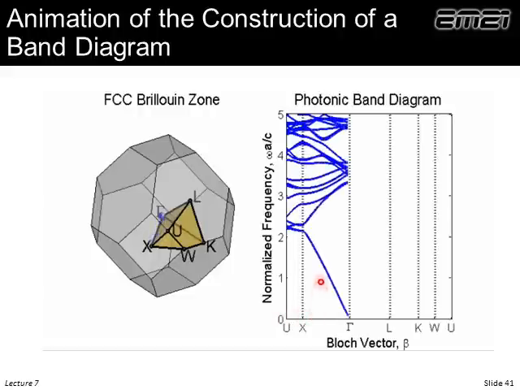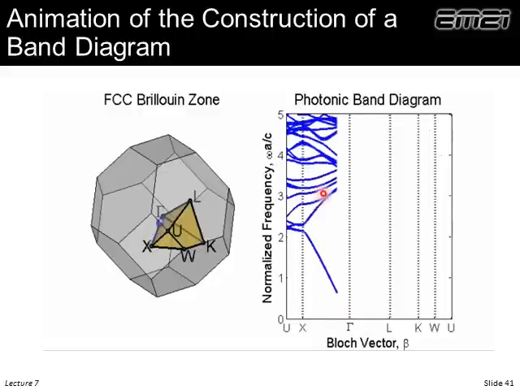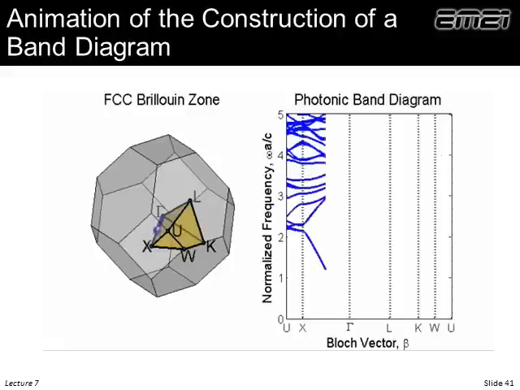And what we do is we plot all of the frequencies that come out for a given Bloch wave vector, move to the next one, plot all the frequencies, and we fill this band diagram in moving left to right. So let's watch that happen.